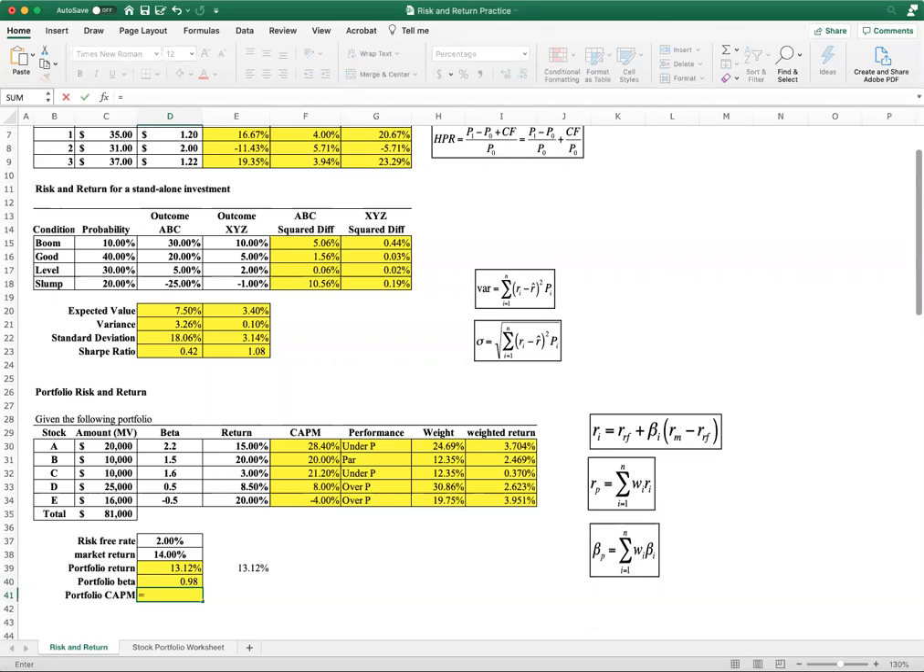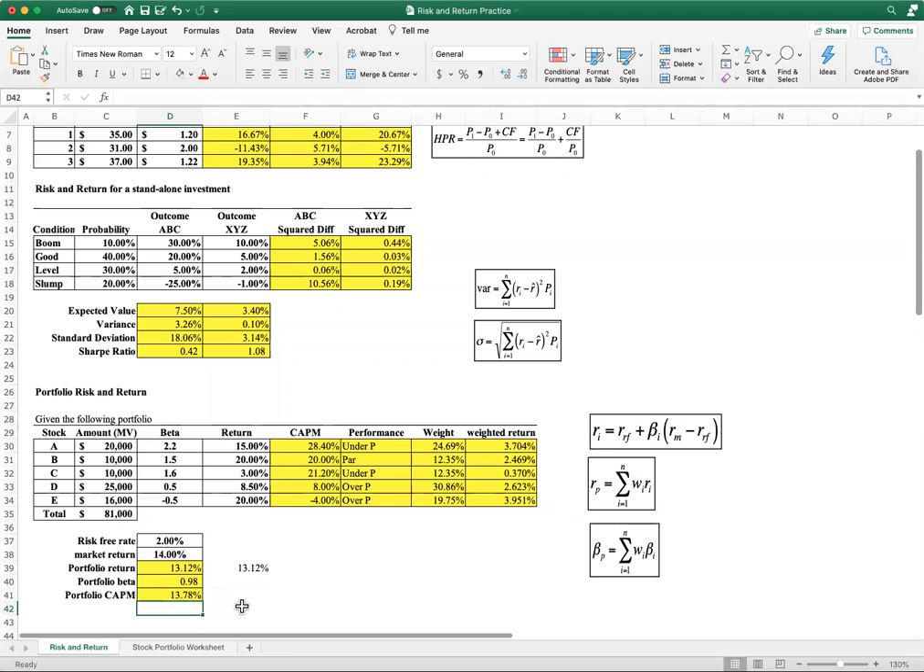What is a portfolio CAPM? Using the same equation, it equals the risk-free return plus the beta of the portfolio, which is 0.98, multiplied by the difference between the market return and the risk-free return. So this gives you 13.78. So the actual return is less than the portfolio CAPM, which means the portfolio underperformed the CAPM, right?